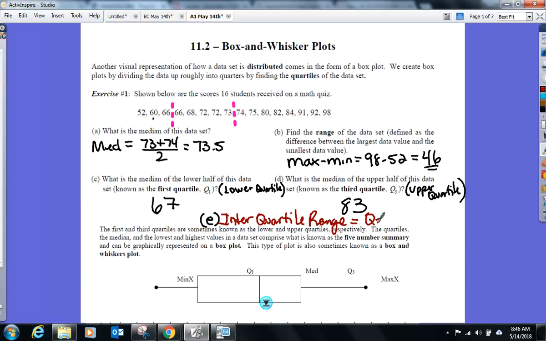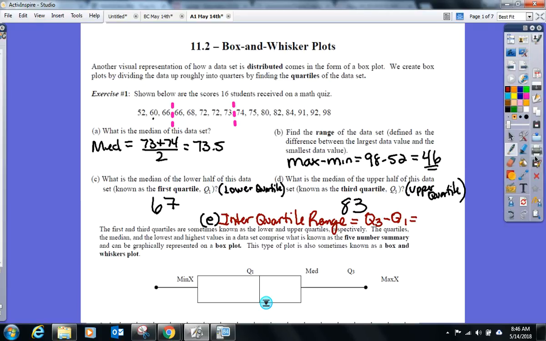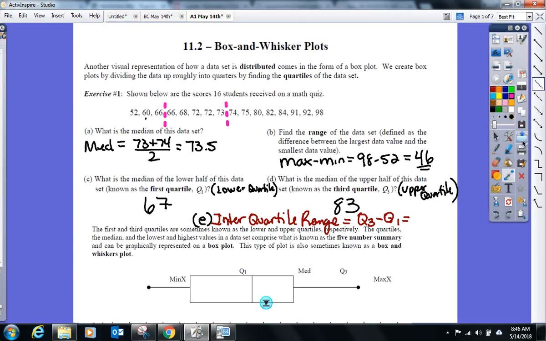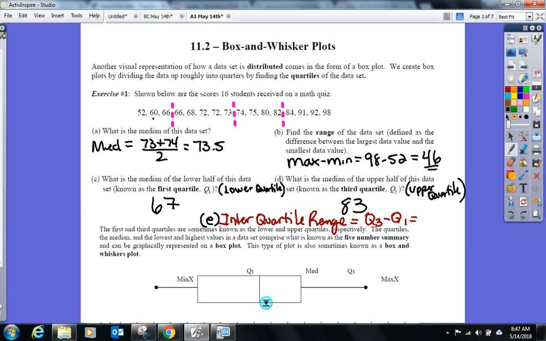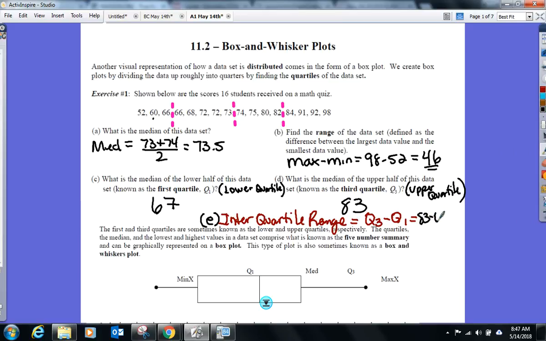There you go. Quartile 3 minus quartile 1. Good job. That's the interquartile range, the difference between 3 and 1. And that one should have ended up being 83 minus 67, also known as 16.